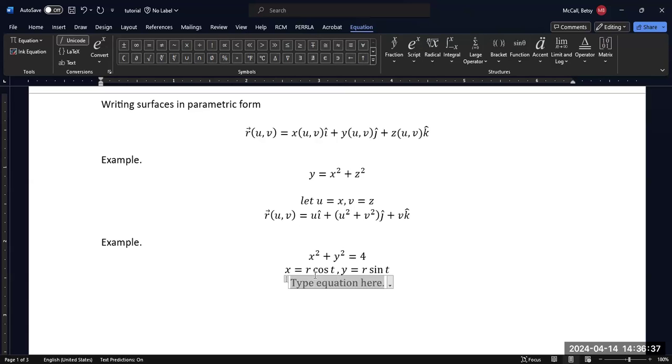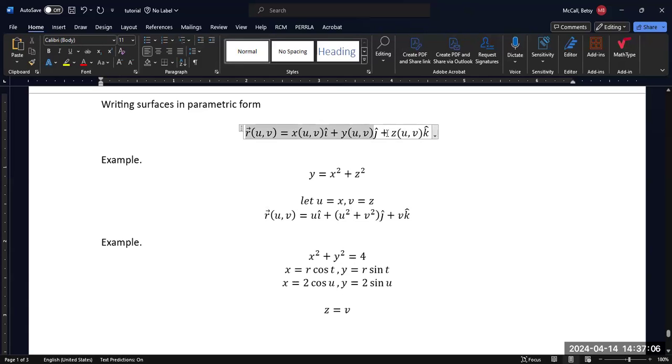We do have a constant radius, so that's not a variable, that's a constant. So 2 cosine, but instead of t, just to be consistent with our notation, we're going to use u, and then y would be 2 sine u. And then the z coordinate would just be the remaining independent variable.